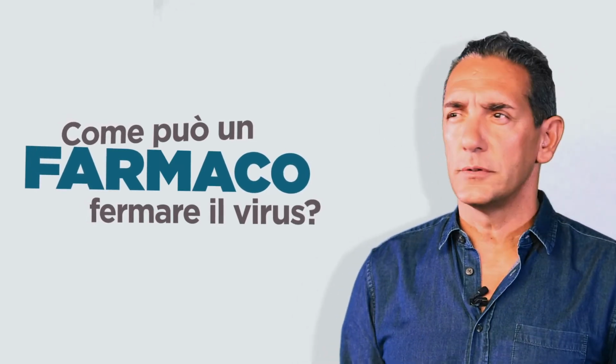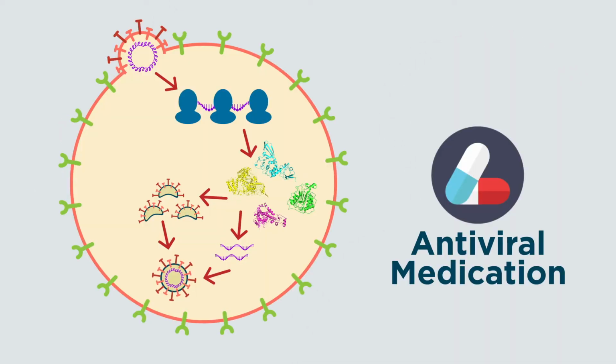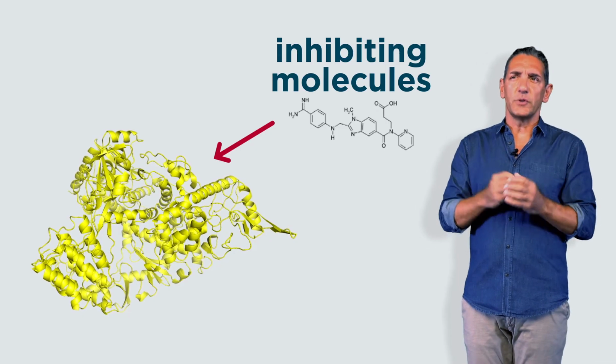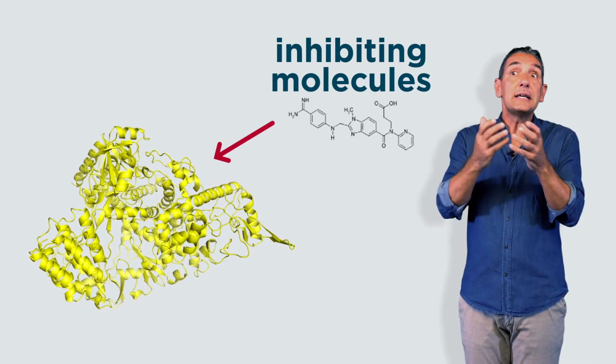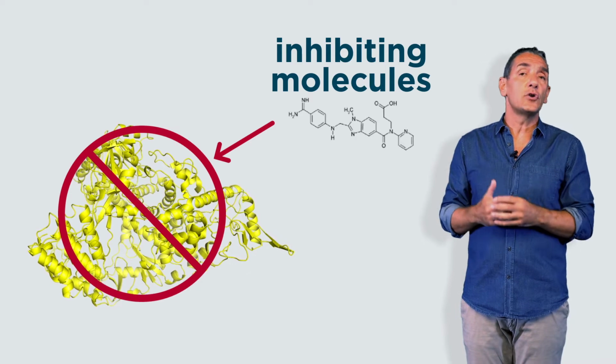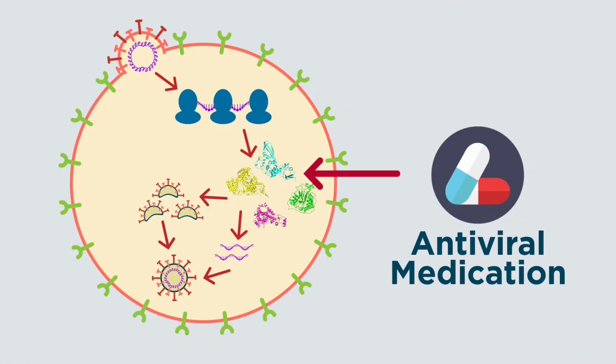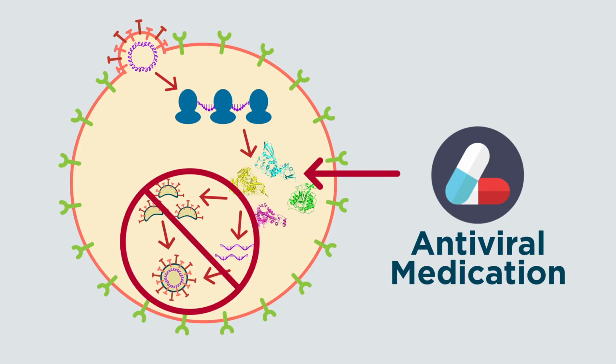How can a drug stop the virus? Researching an antiviral drug means identifying molecules able to engage with proteins that are used in the production of new viral particles. The activity of these proteins can actually be affected by using smaller molecules able to weaken their usual performance. When the activity of viral proteins is stopped, the replication of the virus is stopped as well.